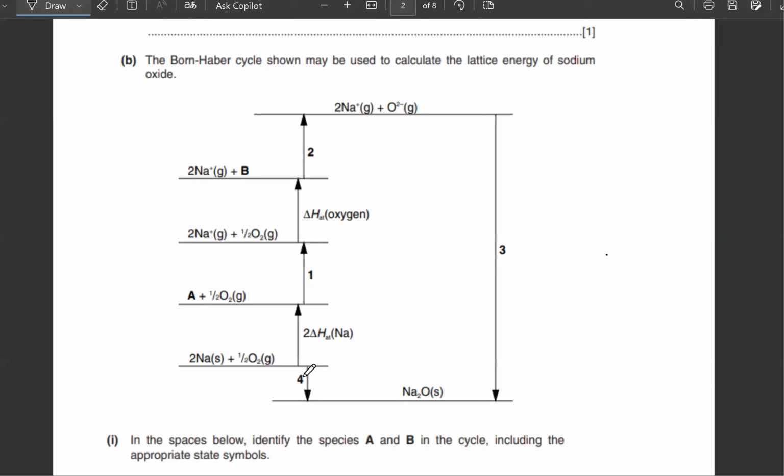So can you tell me what this arrow 4 is, or what name would be given to this? Delta H of formation. Okay, that's delta HF, formation: elements turning into 1 mole of compound, right? Now over here, the first step, they're going to atomize, then ionize, and then form the lattice, right? So atomization, what is A then?